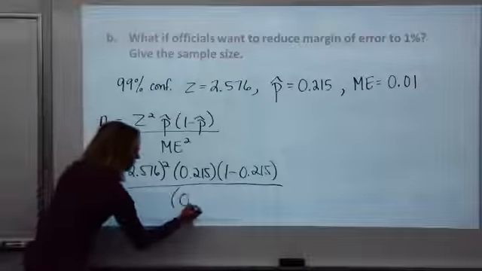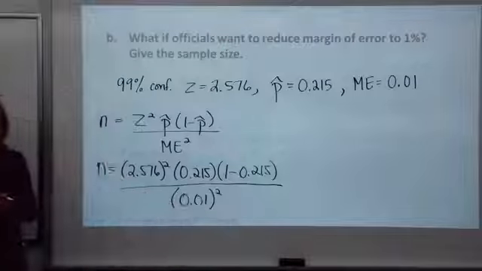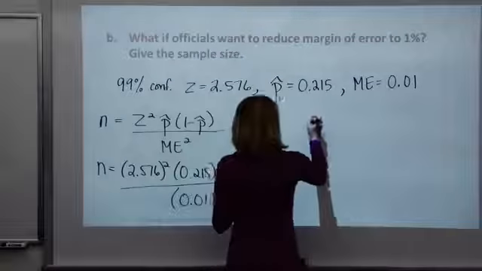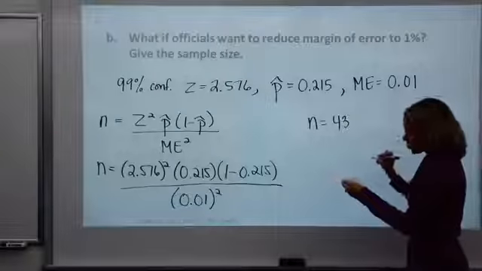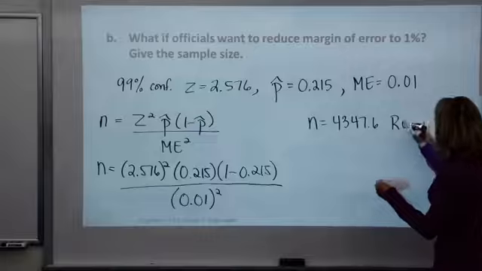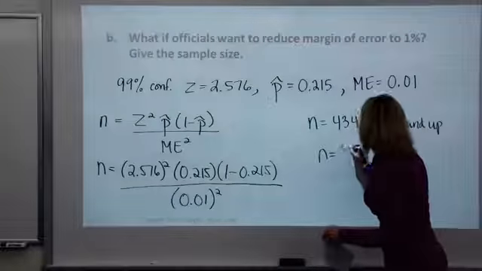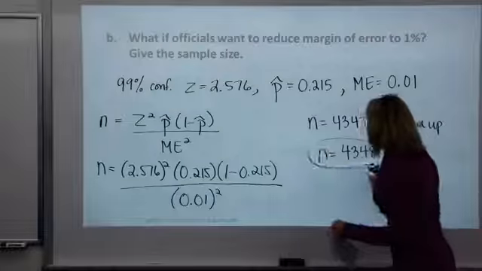So the denominator here is what changes. Right there. And when we change that, plug that in your calculator. This time we find out we would have to sample 4,347.6, which will round up. We need to sample 4,348 households.